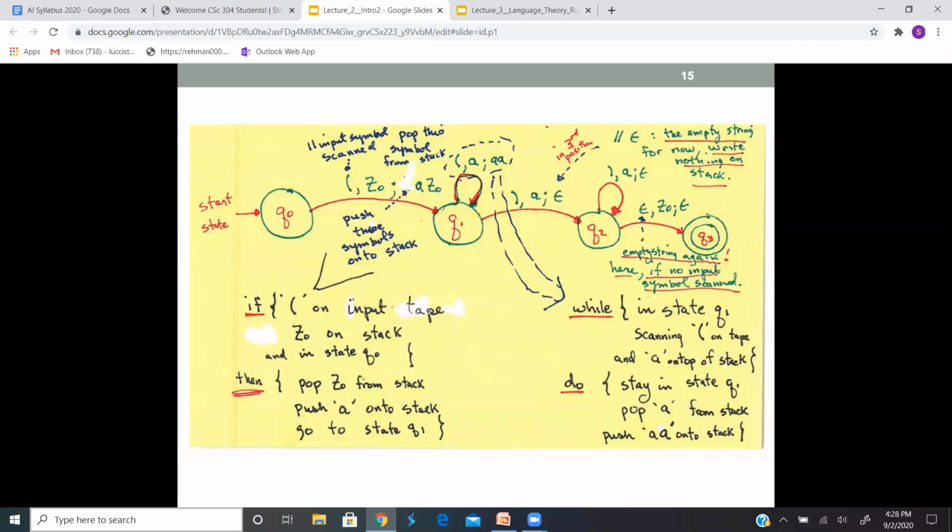So think of an if statement. If what? If you see a left paren, well, I'm not going to say it again. That's like an if statement. But now look at state Q1. Left paren, comma, A, semicolon.